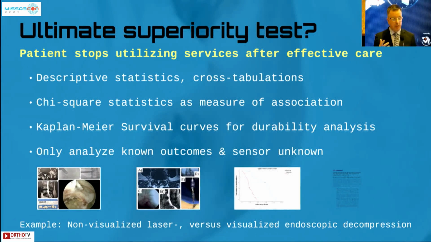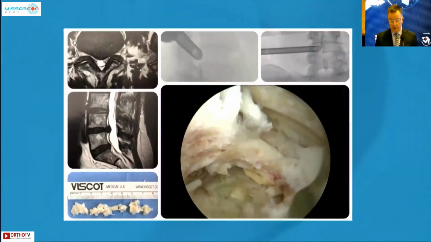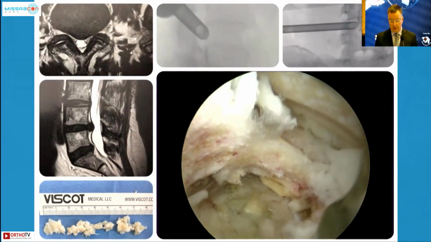Now, what's the ultimate concept or proof of superiority? Because that's the question we always get. Is it better than the old stuff, and why should I change if my old stuff does work so well? How long does a treatment benefit last? That's the ultimate predictor of the value in that operation. And the best way to assess that is survival analysis. In other words, what's the period of time that elapsed until the patient sought medical attention for the same problem by another provider. We used as an example here laser versus formal decompression.